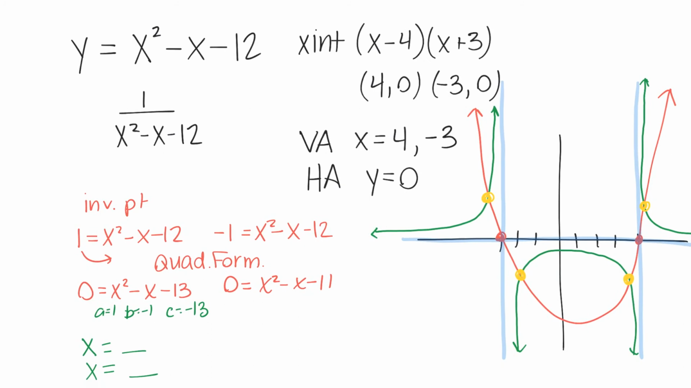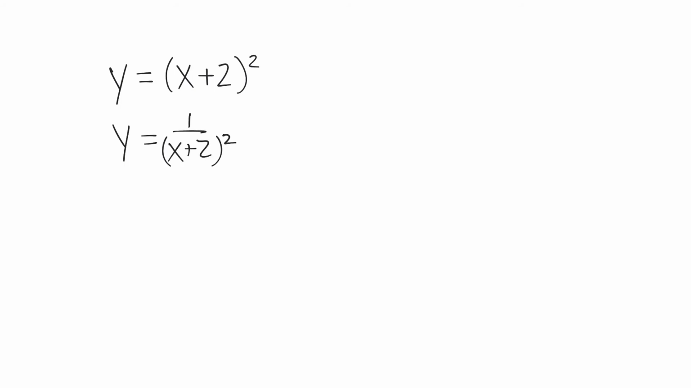All right, now let's talk about when we have one x-intercept. So let's say we have a function. This is our original function: x plus 2 squared. So the reciprocal of this is going to be 1 over x plus 2 squared. And we know that x plus 2 squared is a bounce, and it's over here at negative 2. So it's going to do this.